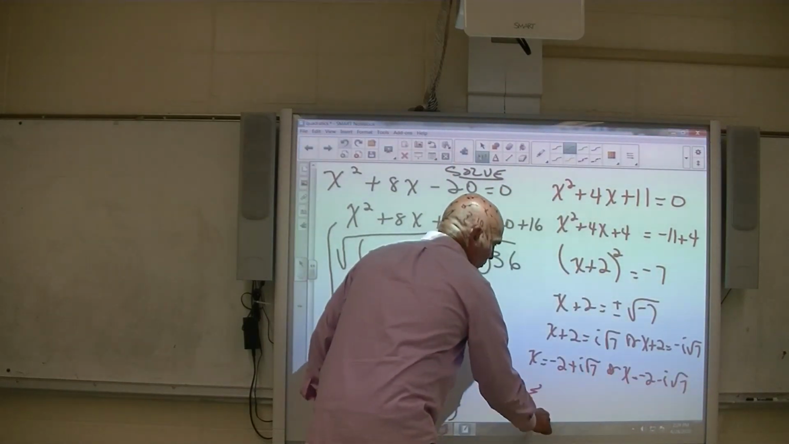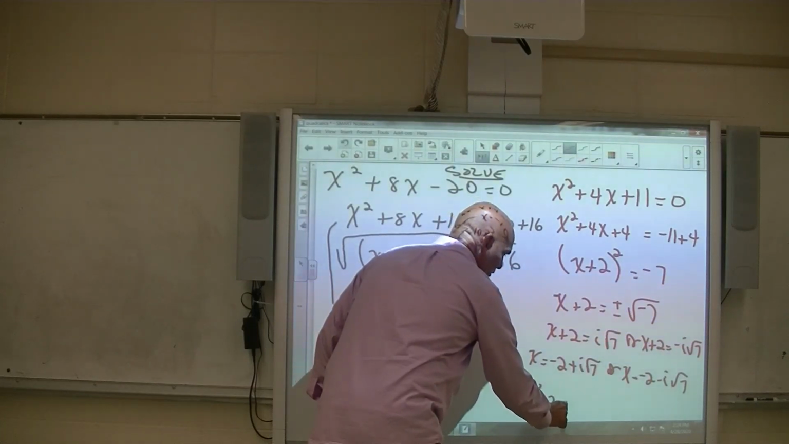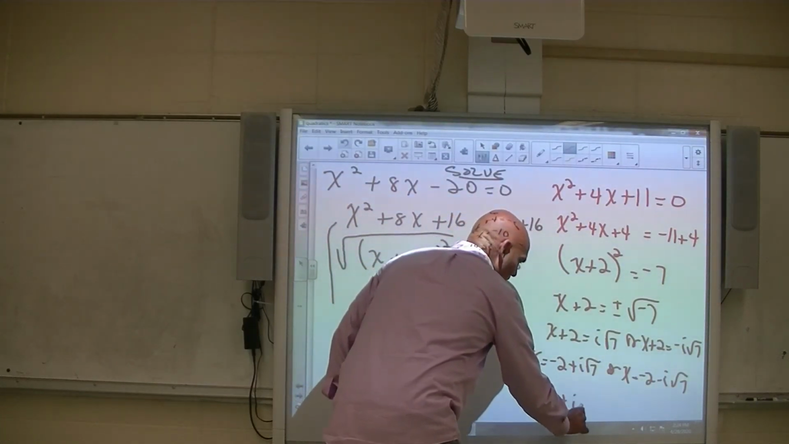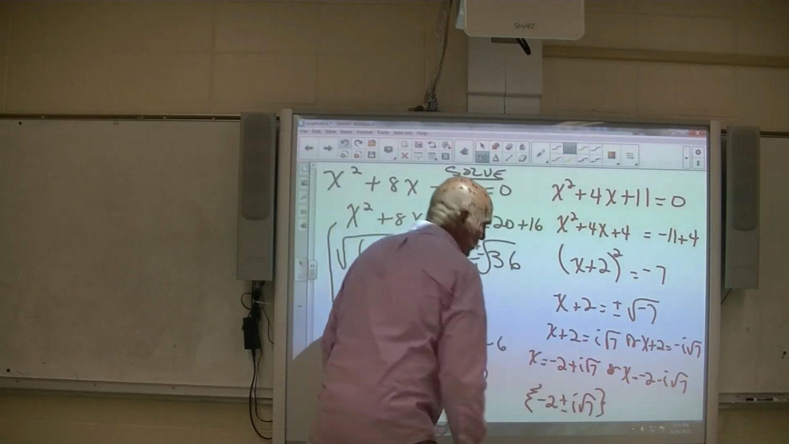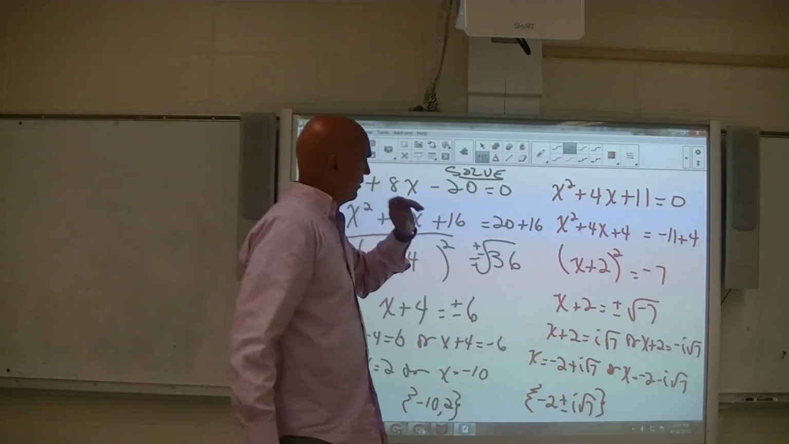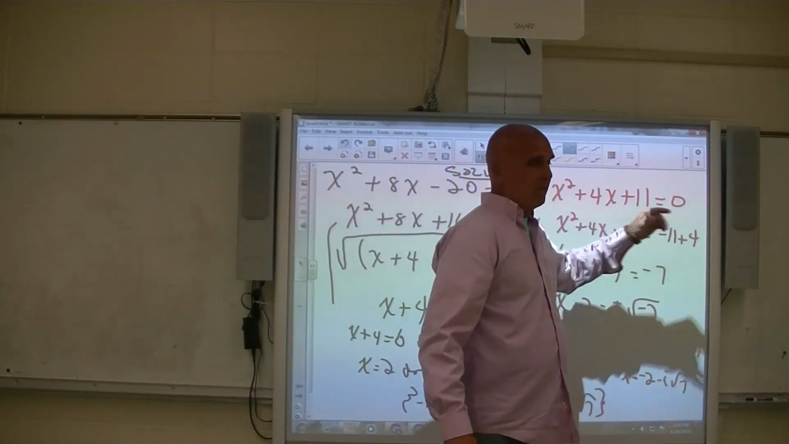And that's what you're going to put in solution set. Negative 2, and you can just put them together, plus or minus i times the square root of 7. So there's the two answers. Again, the system says just subtract 11 from both sides.